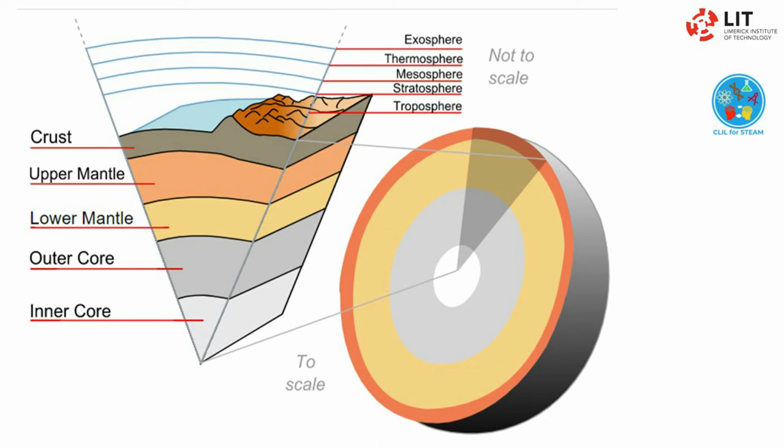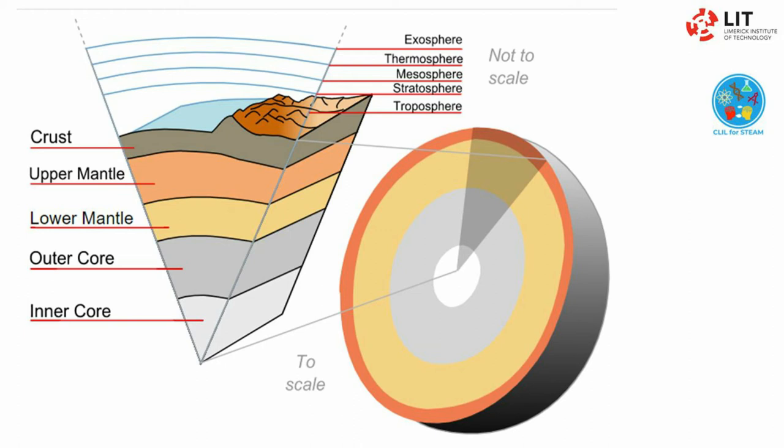The next layer below that is the mantle. That's close to 3,000 kilometers thick. It's the Earth's thickest layer. It starts below the surface and it's mostly made up of iron, magnesium, silicon, and is dense, hot, and semi-solid.